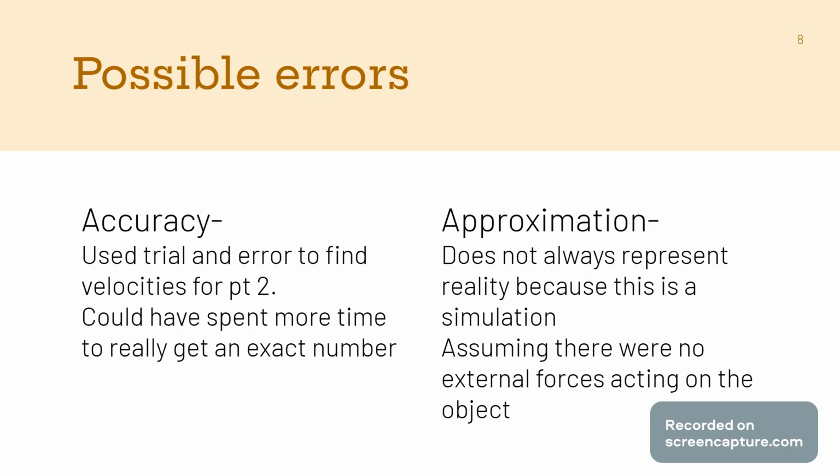Secondly, approximation. This isn't exact. The GlowScript simulation isn't exactly perfect because we were assuming that there were no external forces acting on the object, which in space is fair, but you never know if there's another star or planet that has gravitational force on the ship or the moon.